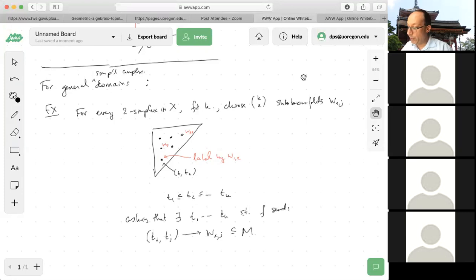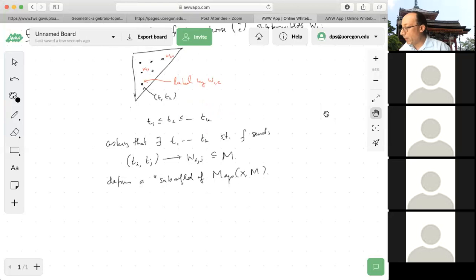This defines a submanifold of, not loops anymore, now this is maps from X to M. Over all simplices of X, this defines a series of submanifolds. And if you look at the combinatorics of this, it's what's called the Anderson spectral sequence for mapping spaces, which is very formal, but now we see it through the geometry of configurations.